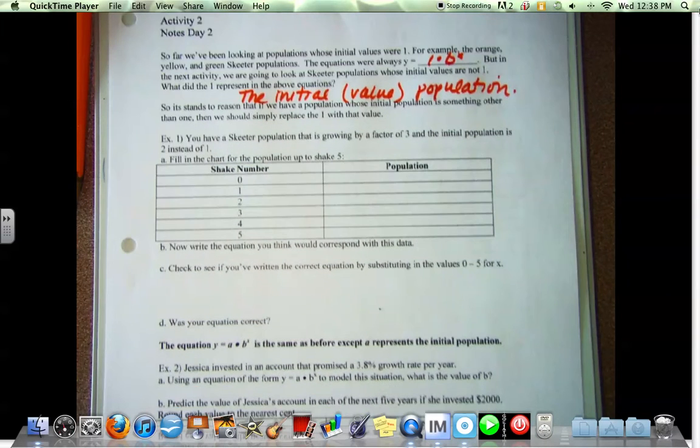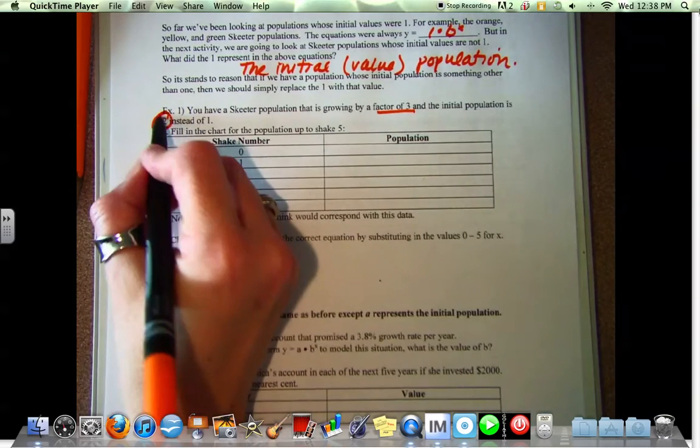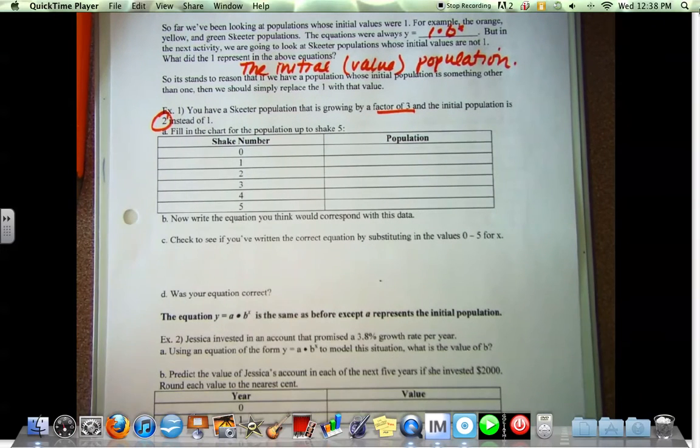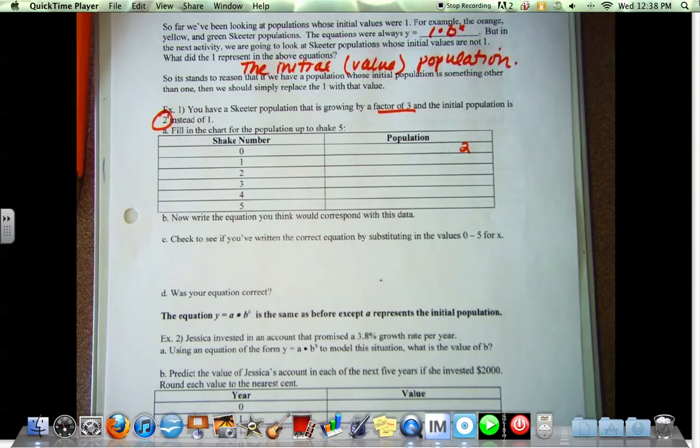Example 1, you have a skeeter population that is growing by a factor of 3, and the initial population is 2 instead of 1. Fill in the chart for the population up to shape 5. So at shape 0, how many should we have? 2. If we're growing by a factor of 3, how are we going to find the next population?